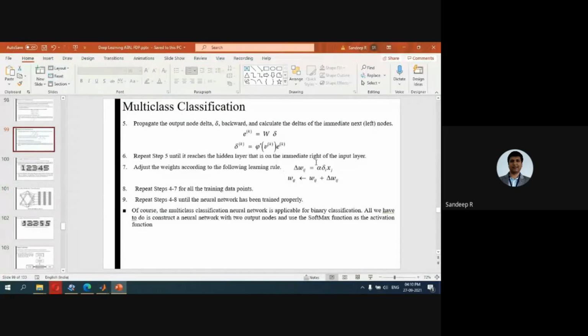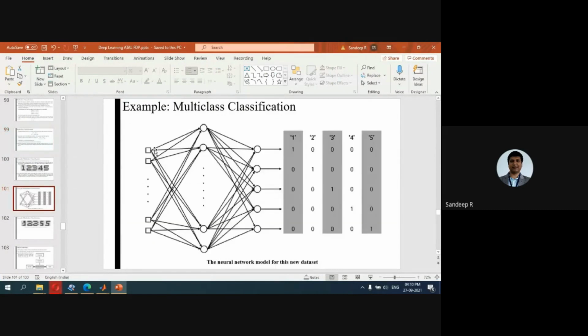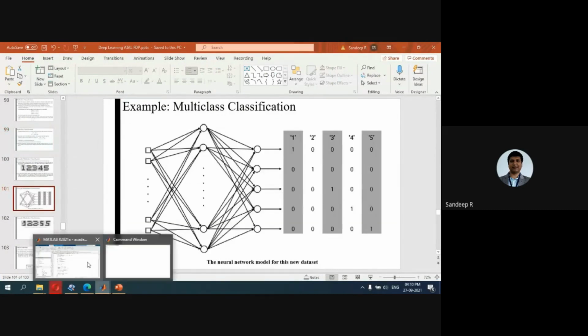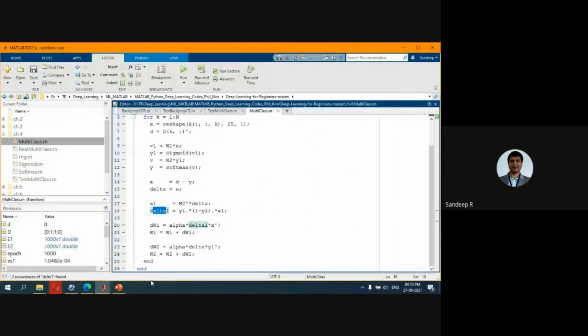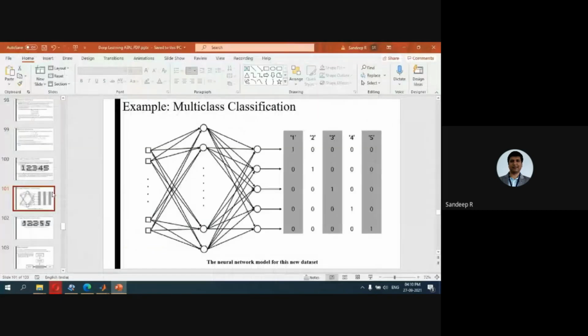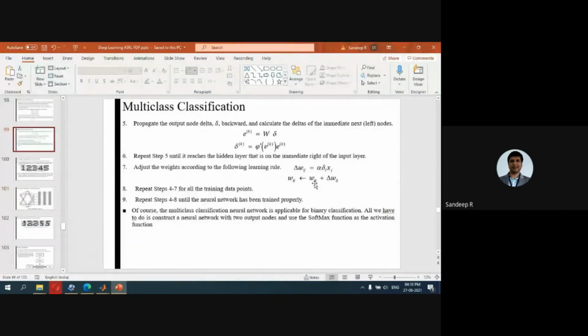Next, continue this until we reach the input layer, because there is only one. So we have done it. It's only one equation we have, so we have stopped. And then what is the next step that we have? The next step is the updation of the weights. So weight updation would happen.